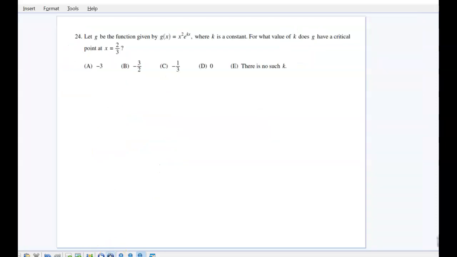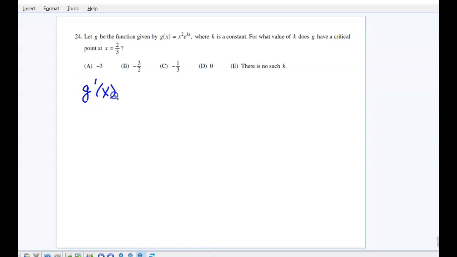Okay, this is an actual multiple choice question from an AP exam, and it says let g of x be the function given by g of x is x squared e to the kx, where k is a constant. For what value of k does g have a critical point at x equals 2/3? So as soon as you see critical points, we're thinking first derivative.